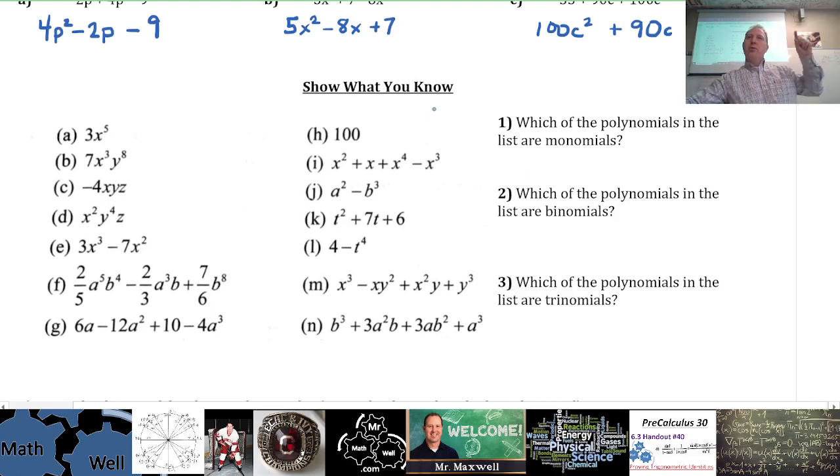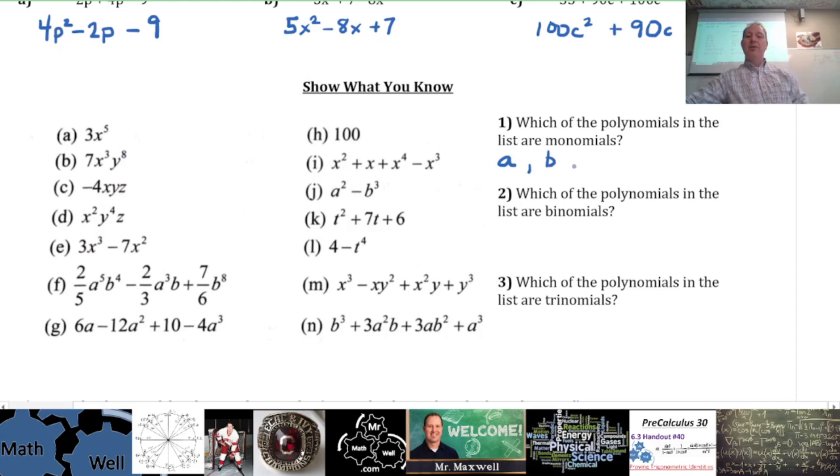So remember, monomial is one single term. So what do you think about A? Yes or no? Yeah, it's one single term. That's right. So A is a monomial. What about B? I've got multiple variables here. Is that a monomial, or is it a binomial? Or is it a trinomial? It's a monomial because all of these values are multiplied together. There's no plus or minus in between these ones, okay? So B is also a monomial.